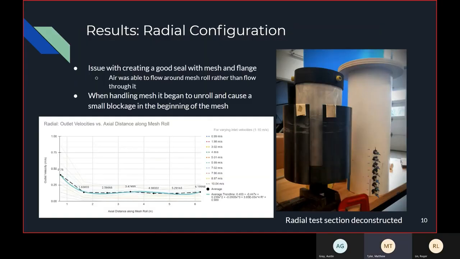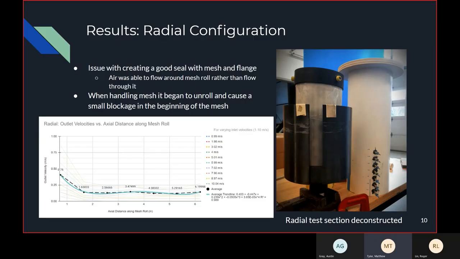Now onto the issues with our radial configuration. As Roger talked about previously, we could not get good constants for our ANSYS. This was probably due to having a lot of flow leaving in the beginning of the mesh, as you can see with the graph below. We believe this was due to an issue with creating a good seal with our mesh and our flange, meaning that air was able to flow around the mesh roll rather than go through it.